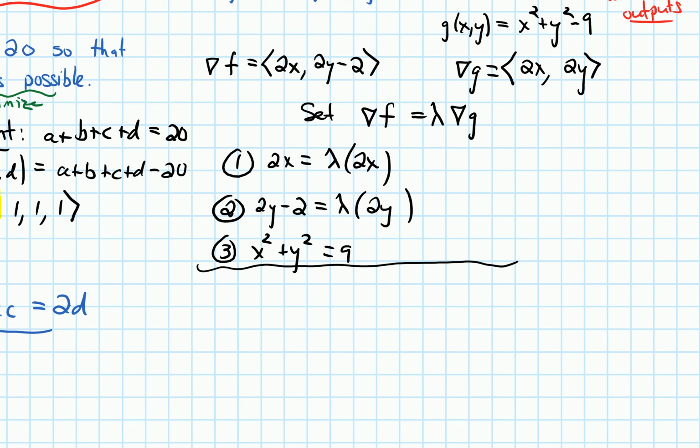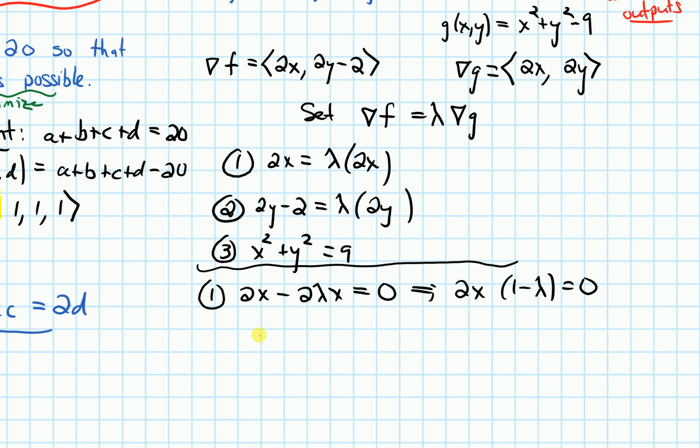Okay, so let's begin with one of these equations. So I'll begin with 1. And remember, we've talked about not dividing both sides by 2x to cancel it out, because what if x was 0? If x was 0, we'd be dividing by 0 and possibly lose the solution. That would be bad. Instead, move everything over to one side. So 2x minus 2 lambda x equals 0. And then factor out the 2x. And then I'm left with 1 minus lambda equals 0.